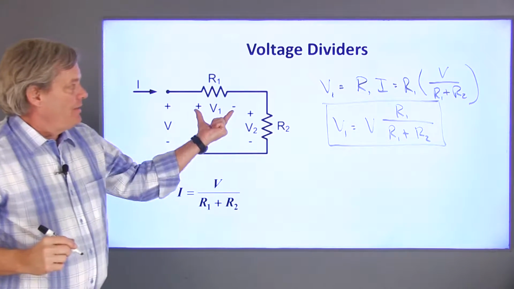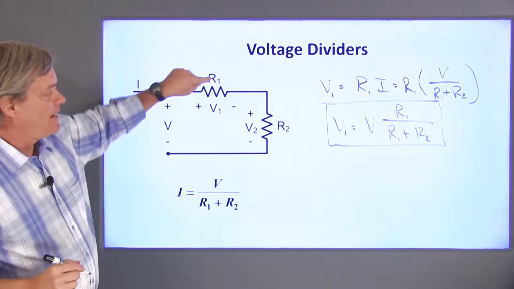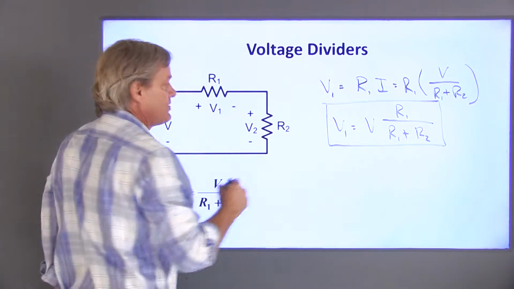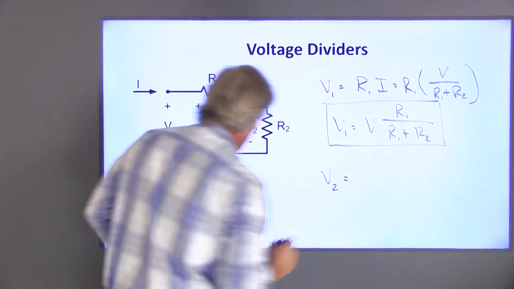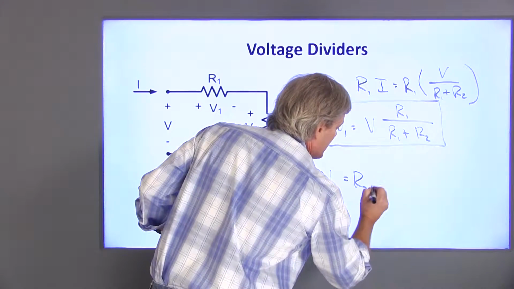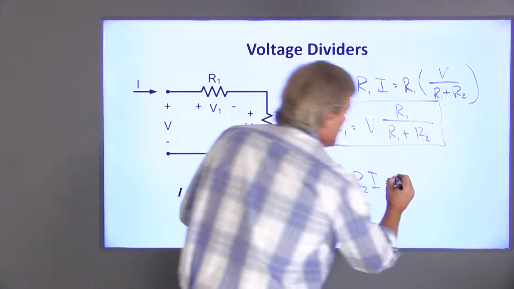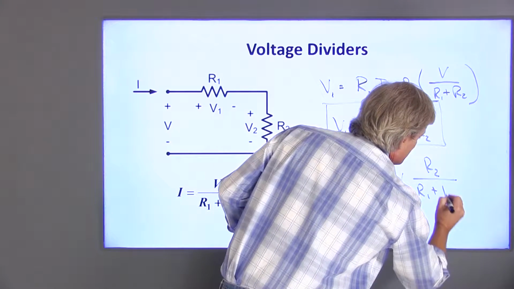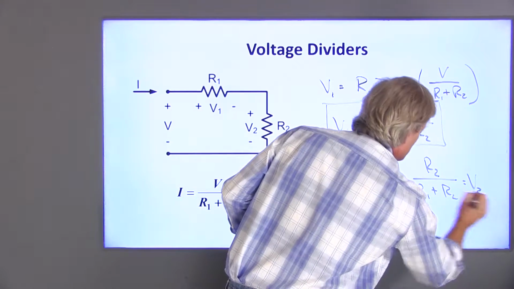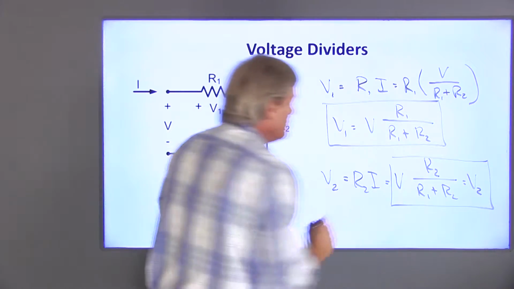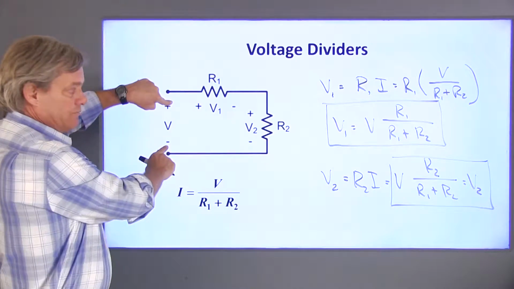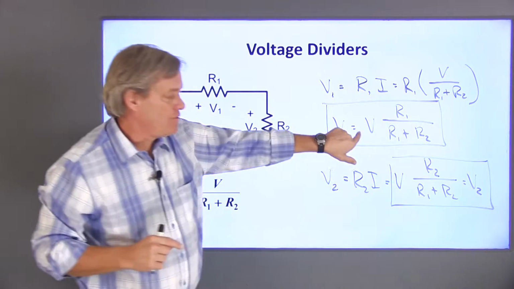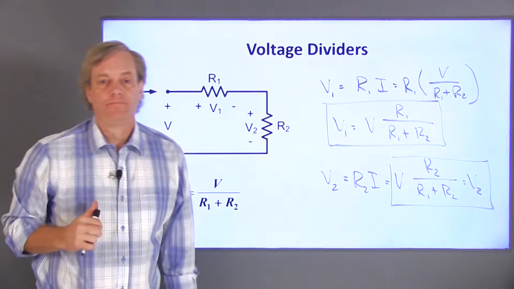So the voltage V1 is the total voltage V times its resistance over the sum of the two resistances, or the equivalent resistance of the circuit. Likewise, V2 is equal to R2 times I, which is going to be the total voltage V times R2 over R1 plus R2. So the voltage across V2 is the total voltage times its resistance over the total resistance. These two are voltage divider formulas.